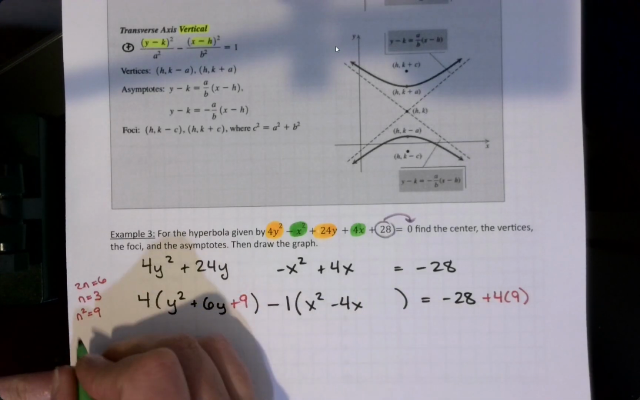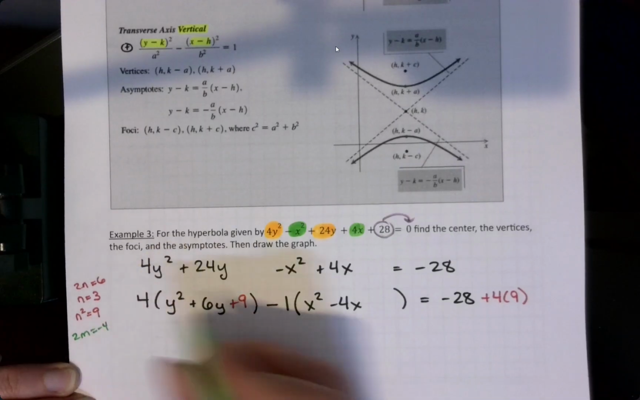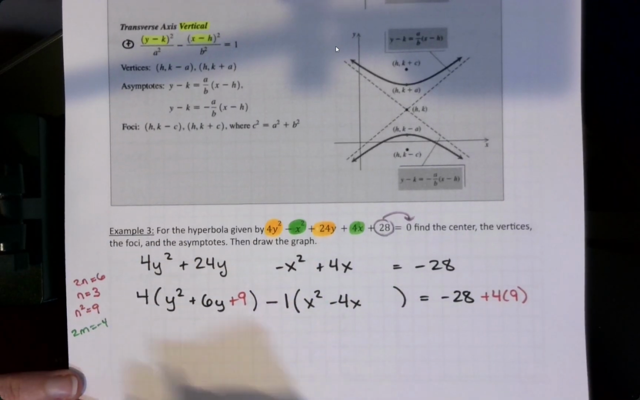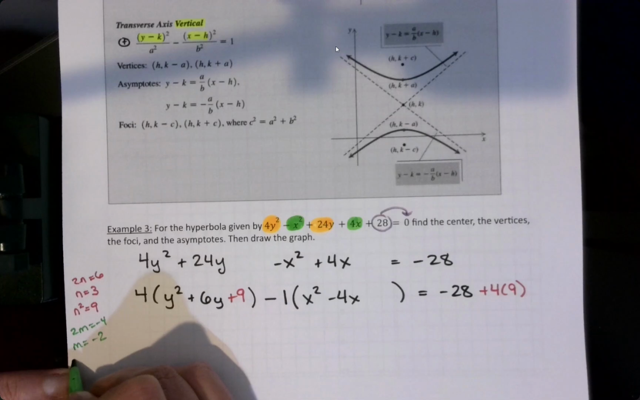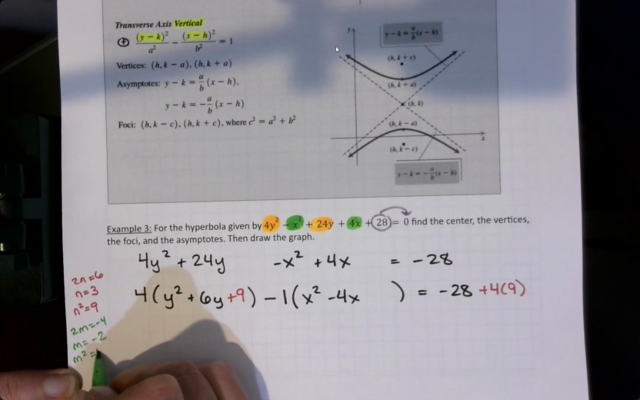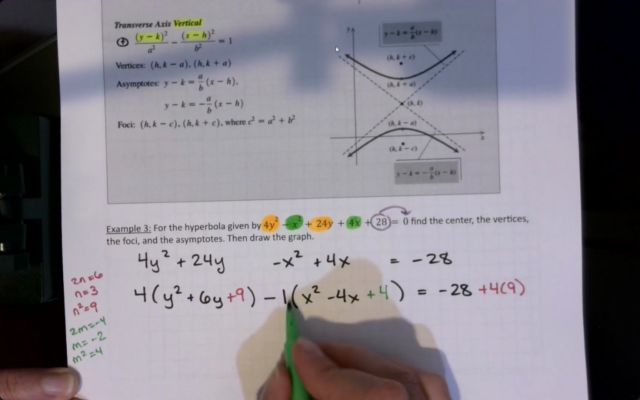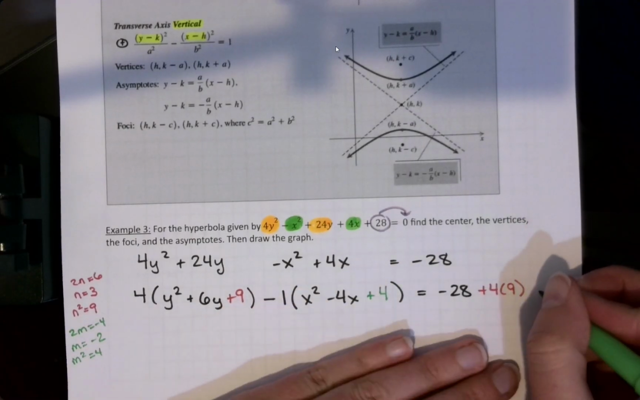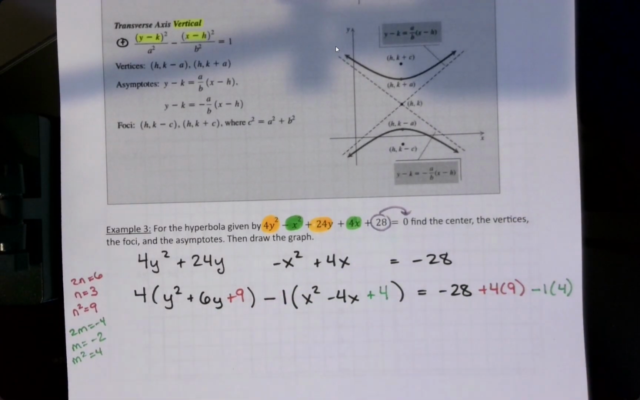On the x right here, that middle value, negative 4 is 2 times our number. I'm going to call it m this time. So our m number must be negative 2. M squared then is 4. So I'm going to add 4. That 4 is really a negative 1 times 4. So I'm going to have a negative 1 times 4 added to the other side to balance it out.